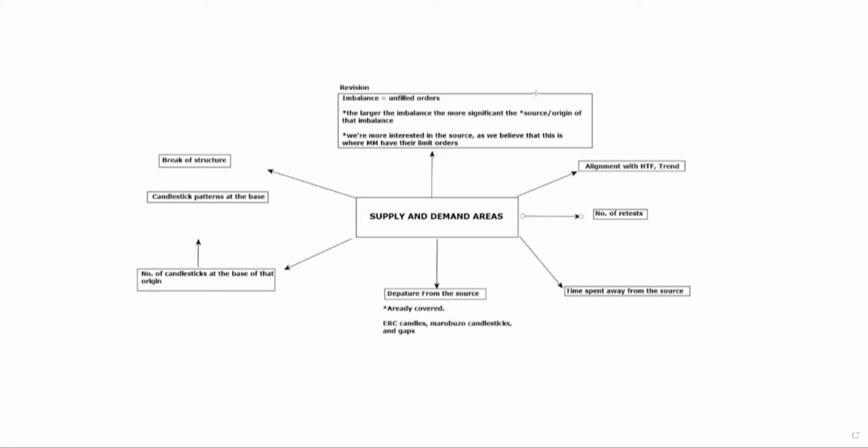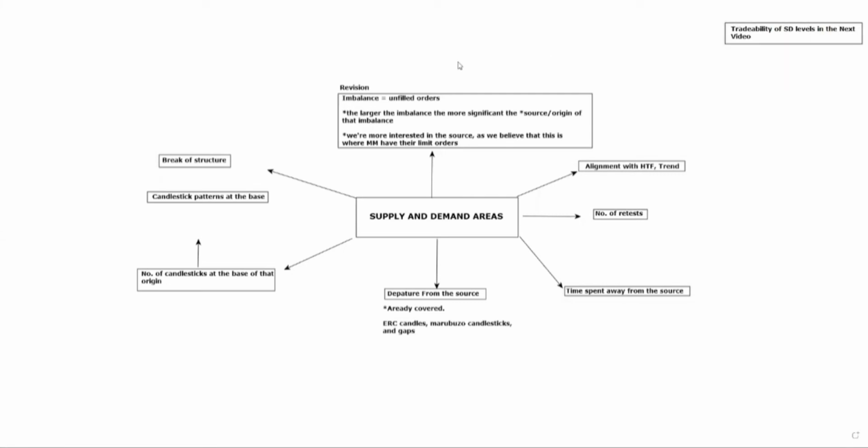All right, now we're going to talk about the tradability in the next video. Because if you understand this, then you'll understand how you find entries on these areas.